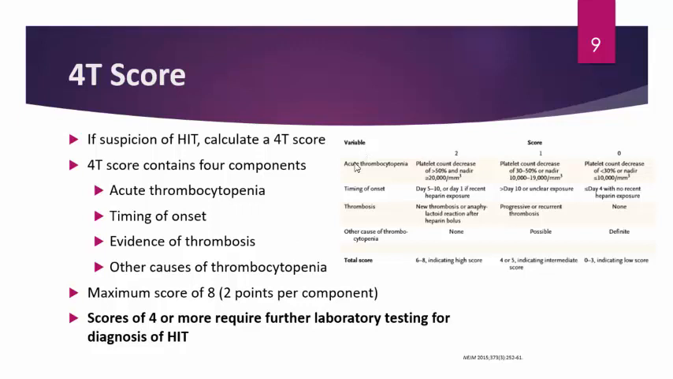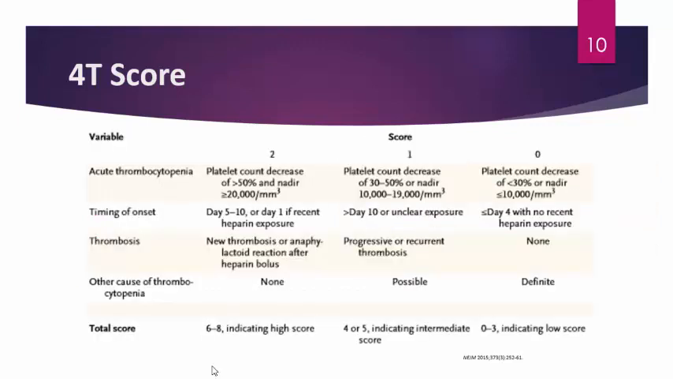So whenever you calculate this 4T score, you can get a maximum score of 8. Essentially there are 2 points per each of these 4 components, so 4 times 2 is 8. Scores of 4 or more, once you calculate your 4T score, will require further laboratory testing to diagnose HIT. So what does this 4T score look like? Essentially, from the last slide, I just blew this chart up a little bit bigger.